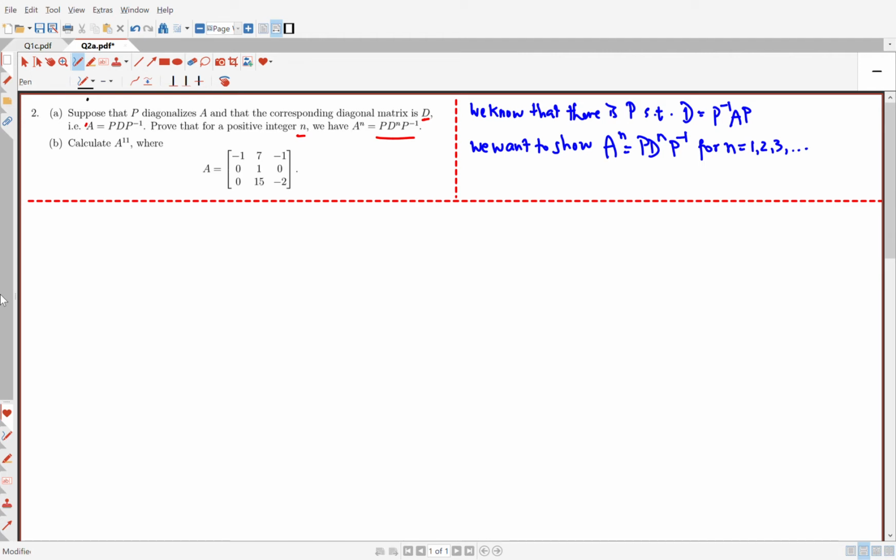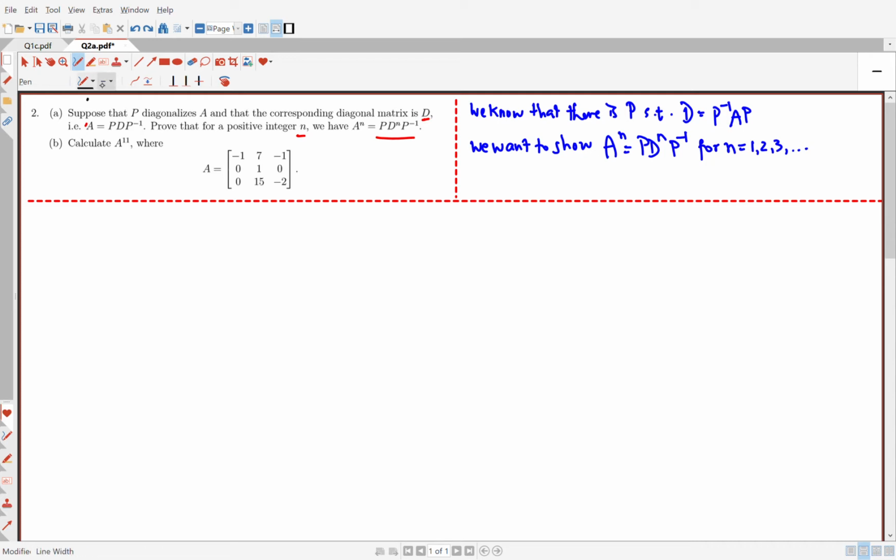Let's do part B. Calculate A to the power of 11, where A is this. One method, you can just take the matrix to the power of 11 and multiply it 11 times, but it will be very long, so don't do this.